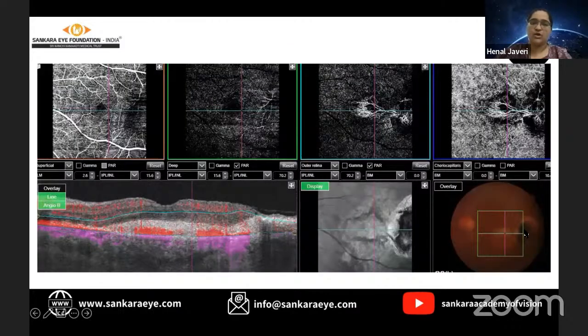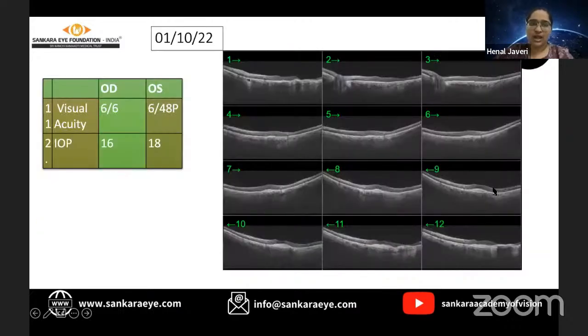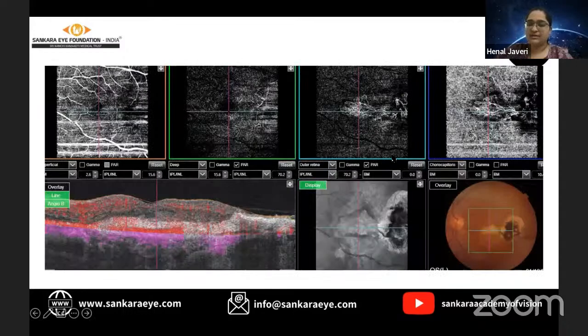Patient came back on 1st of October. There was no SRF. Vision was still maintained at 6/48 partial, no activity, and OCTA scan was also status quo.